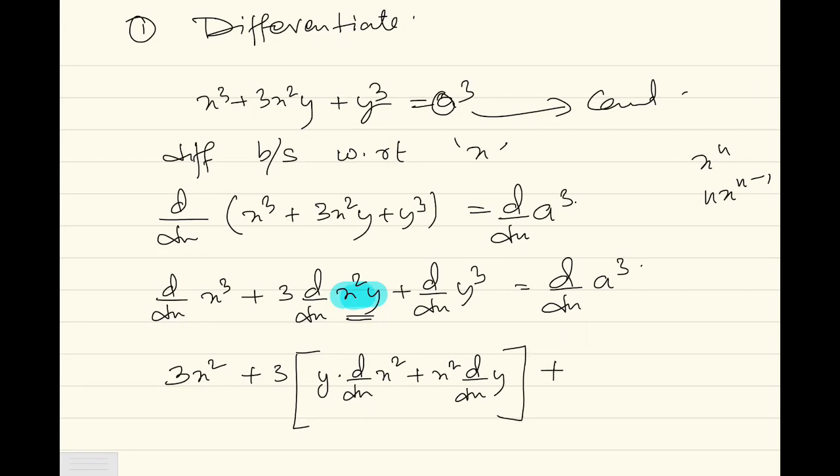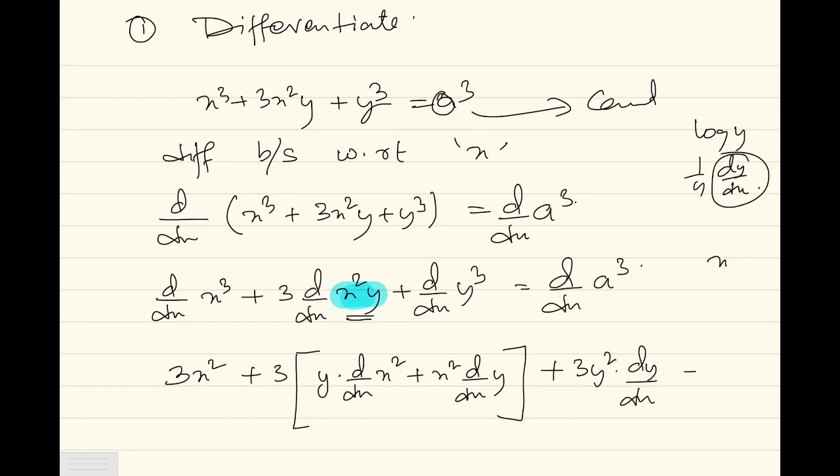Plus, now what is d/dx of y cube? If you remember, in the last class I had explained this in the previous videos. d/dx of log y, it was 1 by y dy by dx. Whenever you differentiate anything in terms of y, dy/dx will be followed, isn't it? So what is d/dx of y cube? Same like x cube, that will be 3y square, but followed by dy by dx.